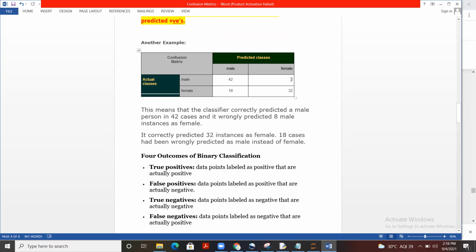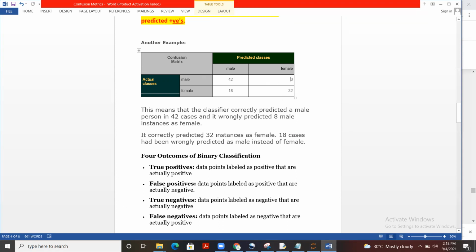But this is 8, and 18 was your error, where it wrongly predicted 8 male instances as female. I mean, the model was confused whether it's a male or female, so it put it into the female category. But 42 times the model was correct and 8 times the model was confused. Exactly the same, we go to the second row, in which it correctly predicted 32 instances as female. But in 18 cases, it was confused and wrongly predicted male instead of female.